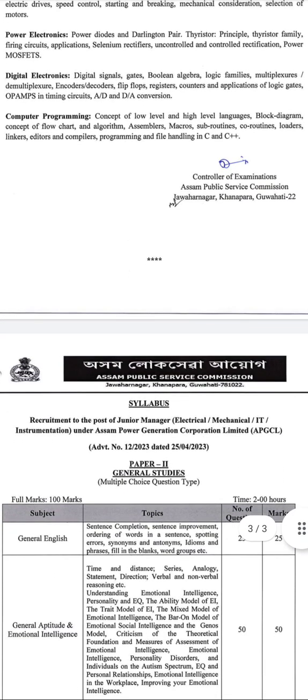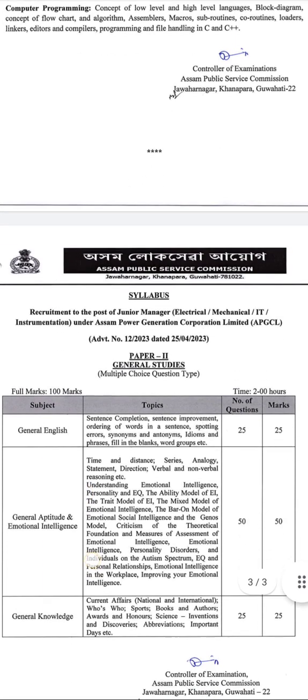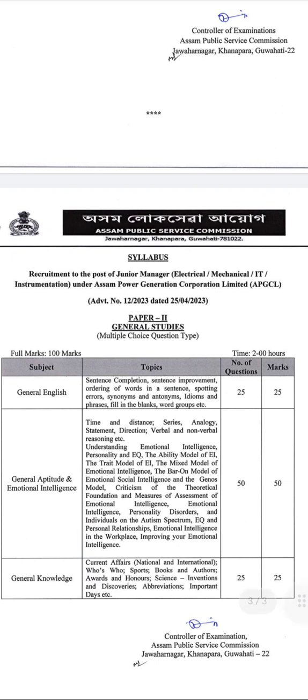In Paper 2, General Studies, this is also based on multiple choice questions. Full marks is 100 and time is 2 hours. The subject is general English, with topics like sentence completion, sentence improvement, ordering of words in a sentence, spotting errors, synonyms and antonyms, idioms and phrases, fill in the blanks, word groups, etc. Number of questions is 25 and marks 25.